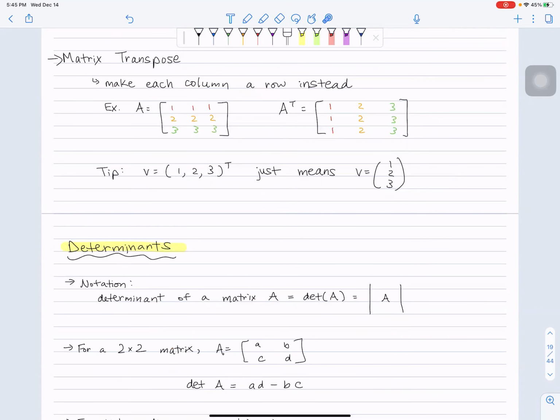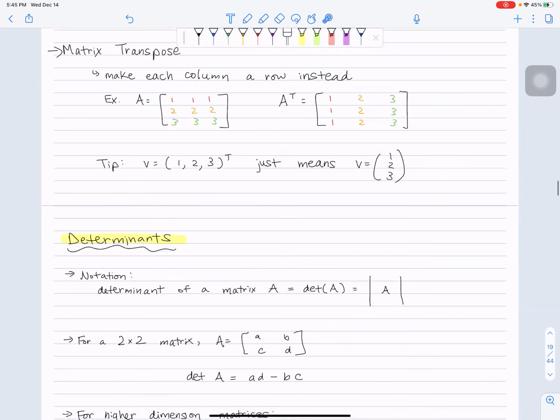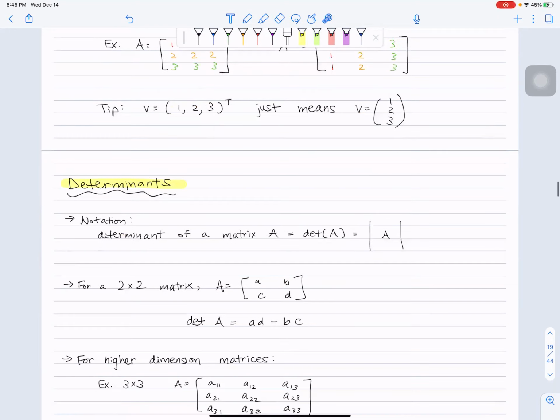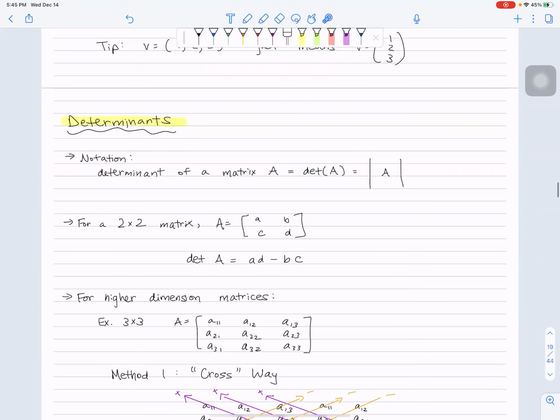Okay, and determinants, we can take determinants of matrices. For a 2x2 matrix, we can always follow this formula. It's always the main diagonal minus the off diagonal. So main diagonal is top left to bottom right. Off diagonal is the other one. So for a 2x2 matrix, determinant is AD minus BC.